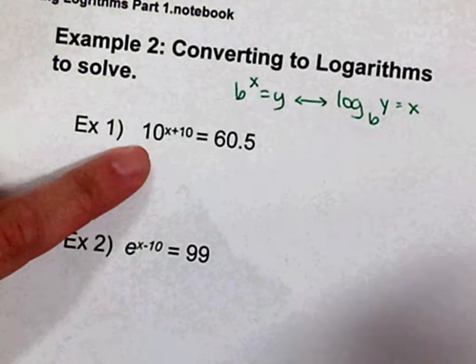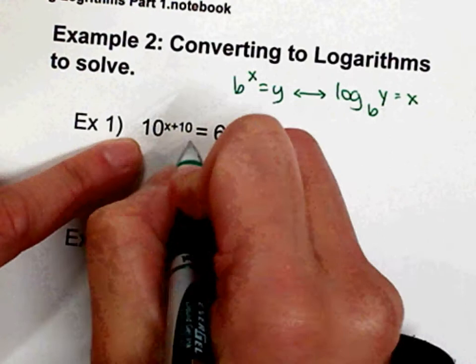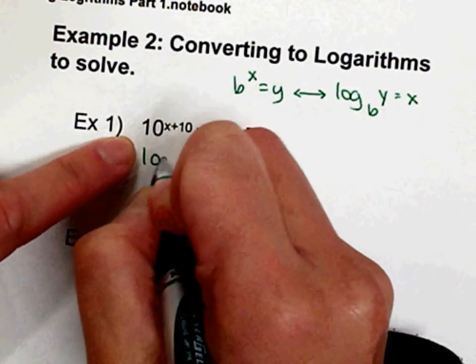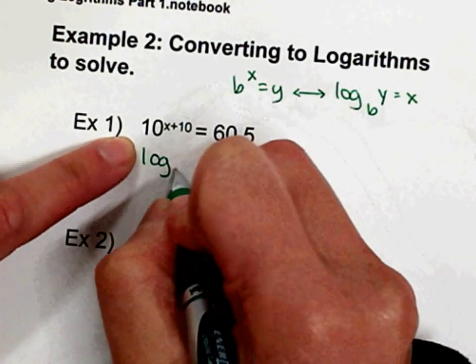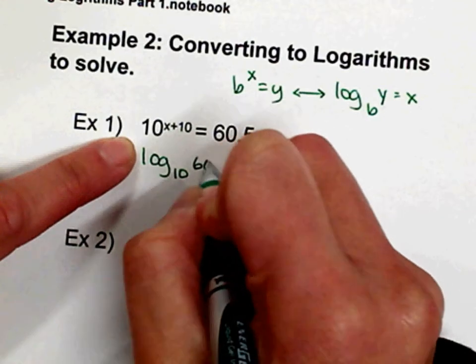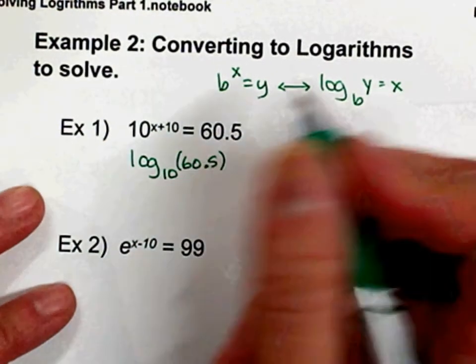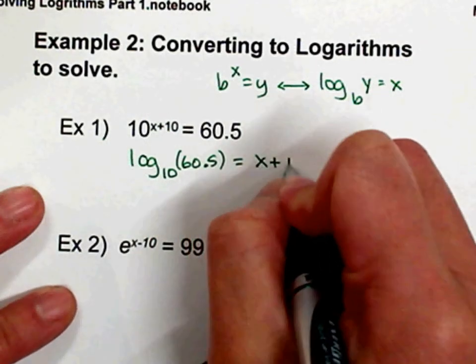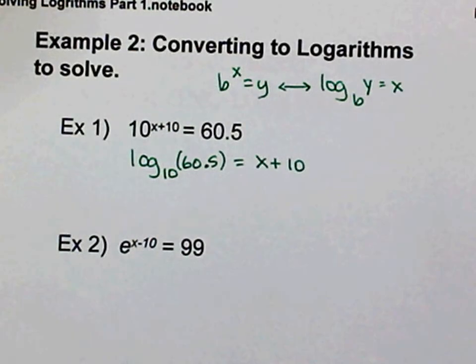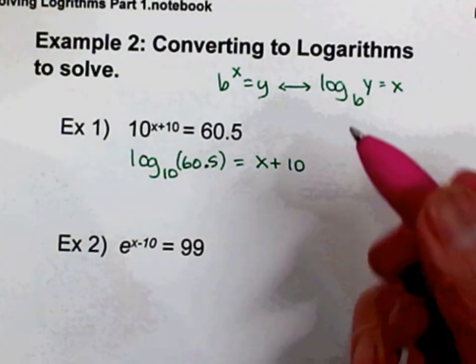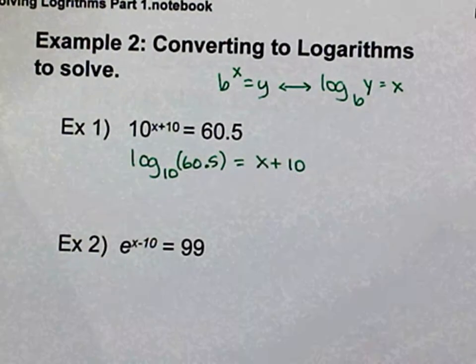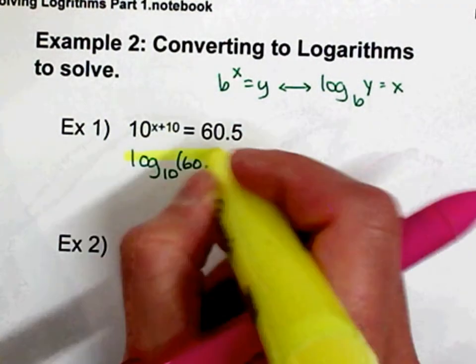What is your base? I'm going to rewrite this as a log. Log, my base is a 10 of 60.5, and if you need to put parentheses around it, please do so, equals x plus 10. Okay? How do you solve for x? By the way, these guys, do not separate them. Keep them together.